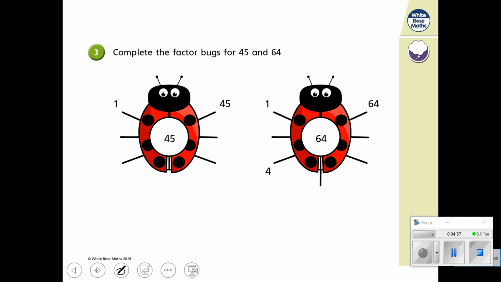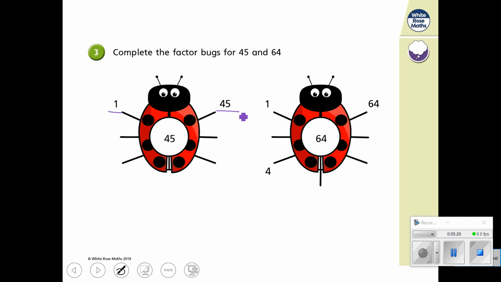Question 3, we've got to complete our little book here. Okay, so I know that all numbers have got 2 factors at least, 1 and themselves. So what other numbers can I multiply together to make 45?